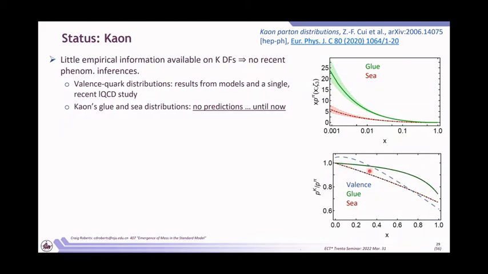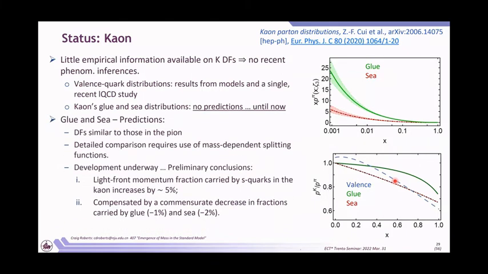At small x, the ratio is 1 because glue and sea are overwhelmingly dominant there. But in the valence region, where there is feedback through the evolution equations between glue, sea, and valence quarks, the ratios differ. You see that in the kaon, the number of gluons is smaller at large x than in the pion, and the same in the sea. These differences, which are as large as 30 or 40%, can be tested in experiments that will be done at AMBER. So this is the summary there.